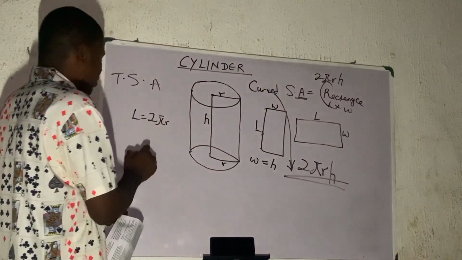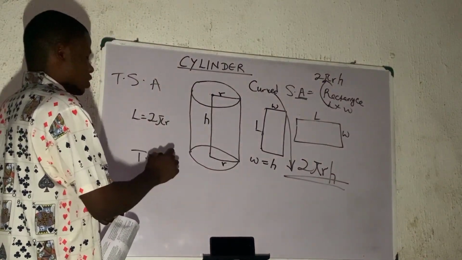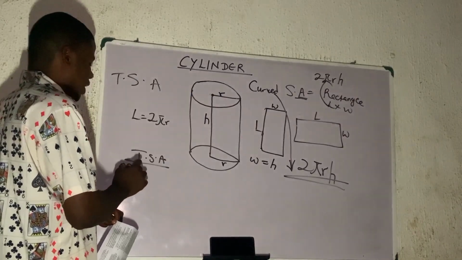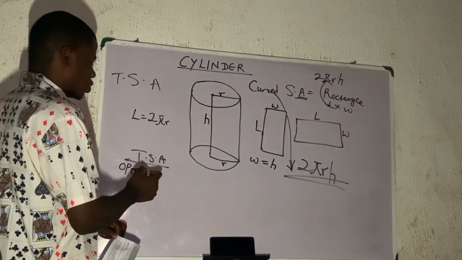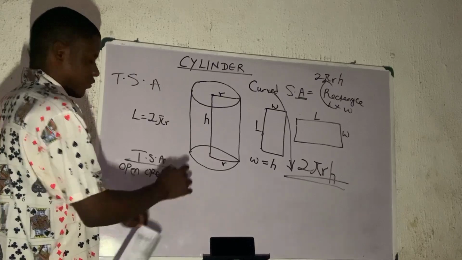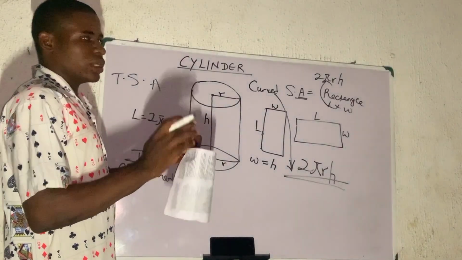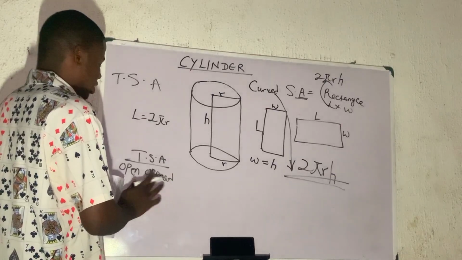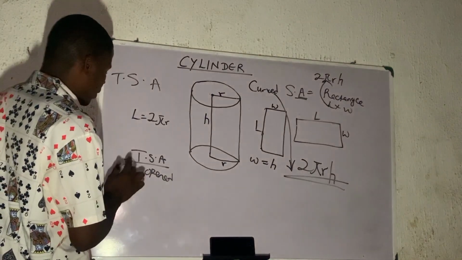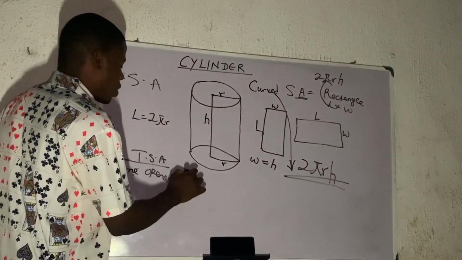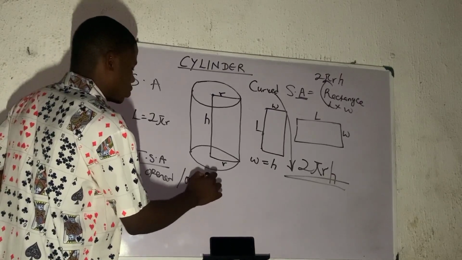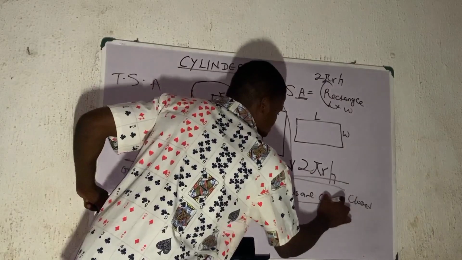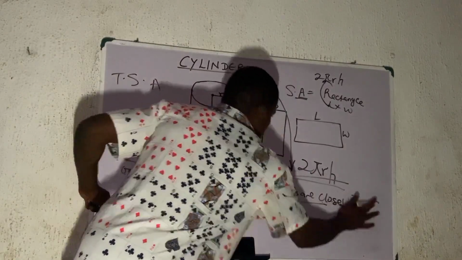Now, the total surface area of a cylinder actually has conditions. You see a place whereby they'll tell you that one end is open. And you know, if one end, that's for here and here, if one end is open, it means that one of the ends is closed. So we have that one end is open, or one end is closed. Now we have another condition which says when both ends are closed. That's the second condition. So watch what I mean.